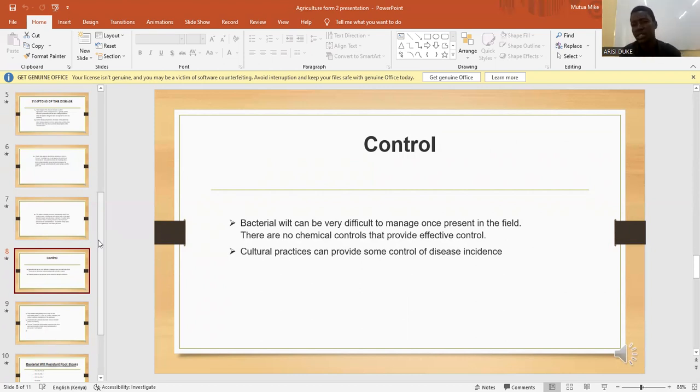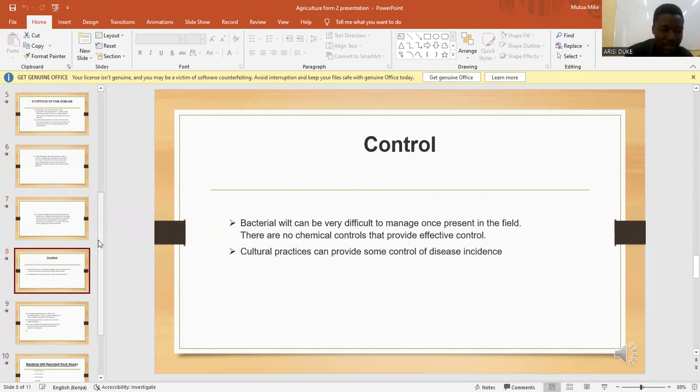How do we control this disease? We find that bacterial wilt is difficult to control or manage once it's present in the field. If you allow the crops to be attacked by this disease, it will be difficult to control it, meaning you should take safety measures, or control the entry of the disease into the farm, at the early stages before it affects the crop.